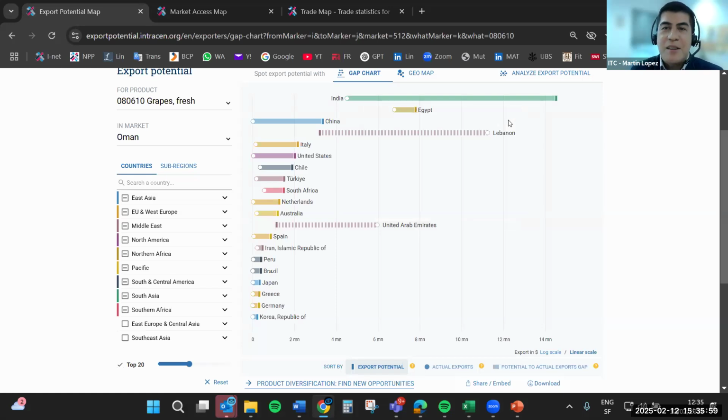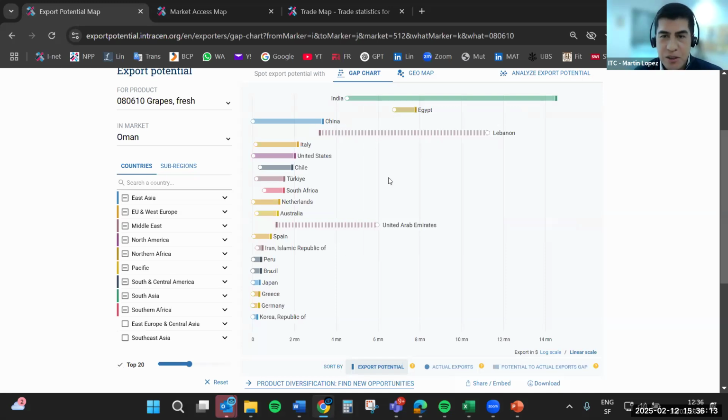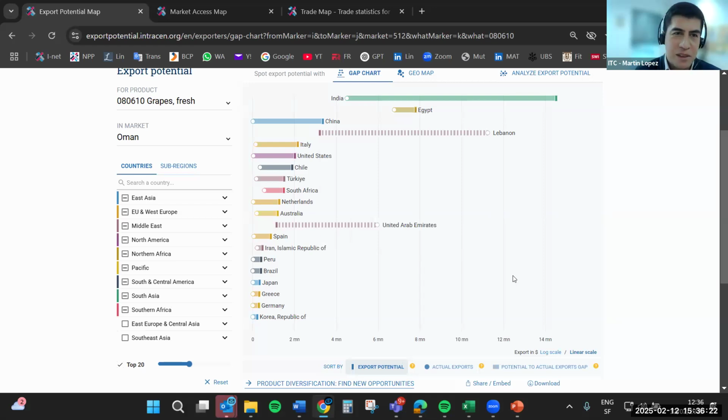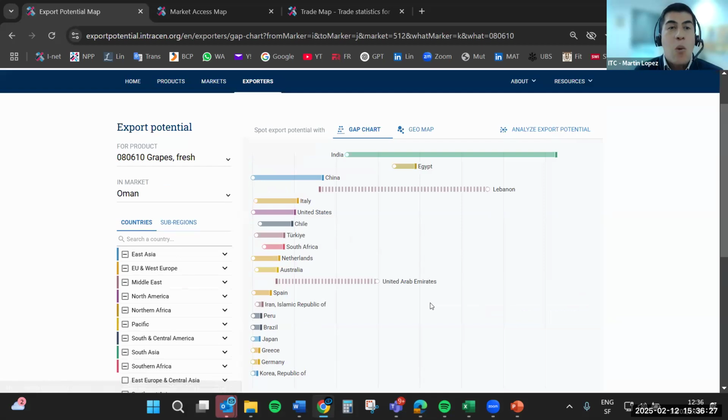That can be the reason to be, as they say in French, la raison d'être for any Indian company who would like to do business in the Omani market. We also have Egypt, who could also grow. Of course, China. Well, China can grow whatever they want and in so many sectors. It's not a surprise to see China always on top of these export potential charts. Well, I would like to wrap it up here with export potential map.